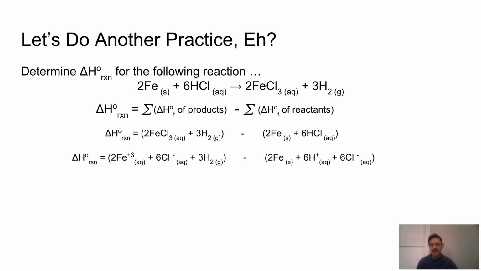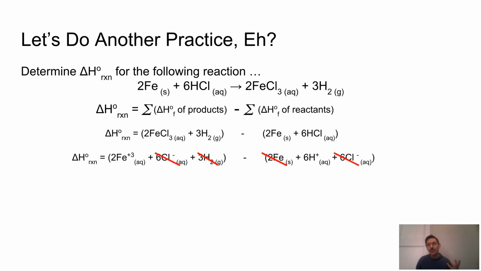And what else we can do here is say, you know what, if we got 6 on this side and we're going to subtract 6 chlorines on this side, we could go ahead and get rid of those. And you know what else we could do? We could get rid of our hydrogen because it's in its standard state. Hydrogen likes to be a gas. That's the standard state of hydrogen. So that's going to be 0. The same is true for iron as a solid. That's going to have a standard state of 0.